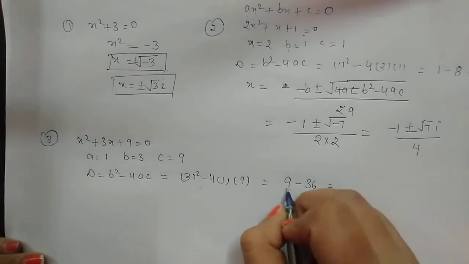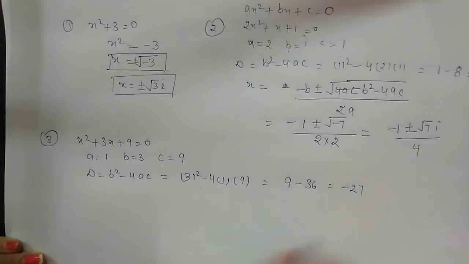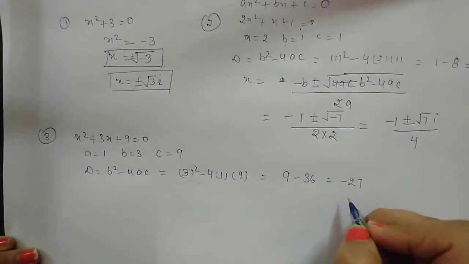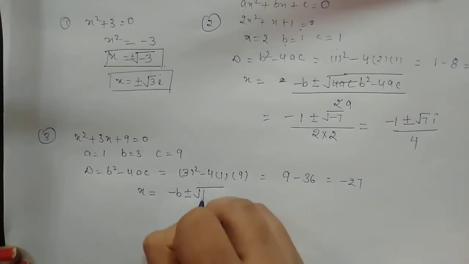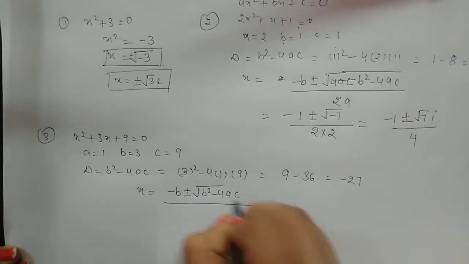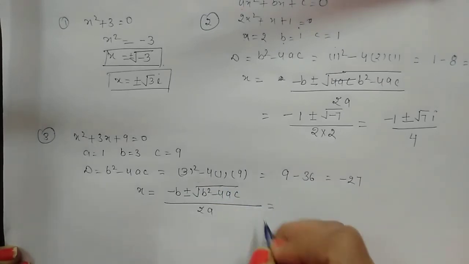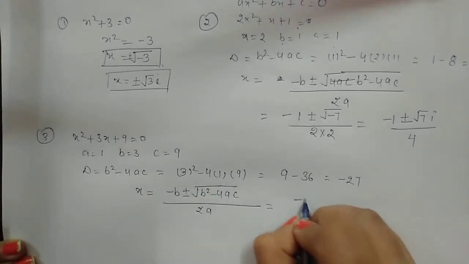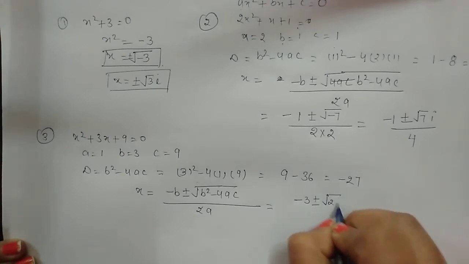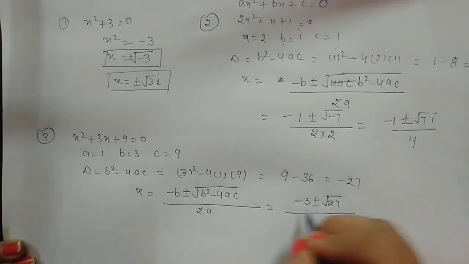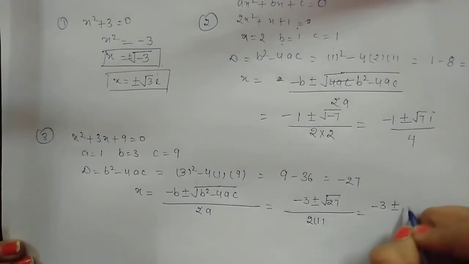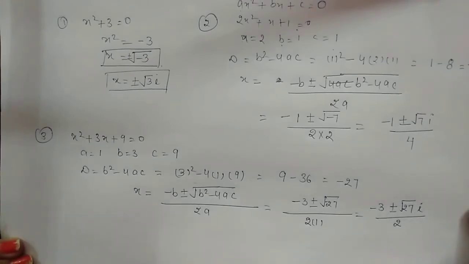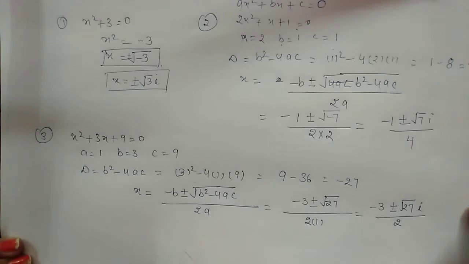So when we solve this, we get minus 27, which is less than 0. Now we put the formula, that is minus b plus minus root b square minus 4ac upon 2a. Now we put the values in this formula, that is minus 3 plus minus root 27 minus 27, upon 2 into 1. We get the answer as root 27 iota upon 2. This is our solution of this particular equation.